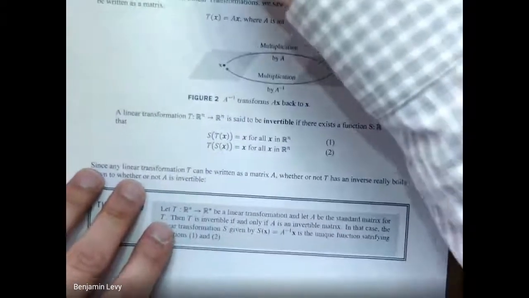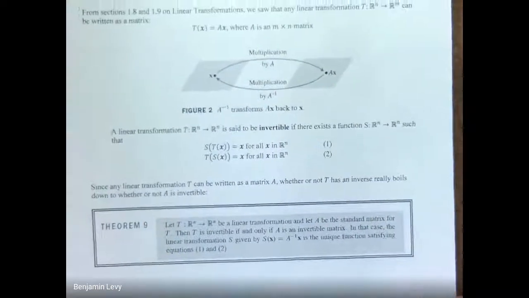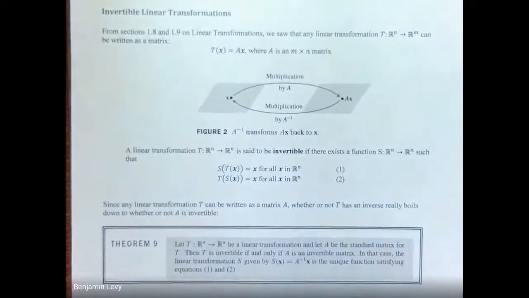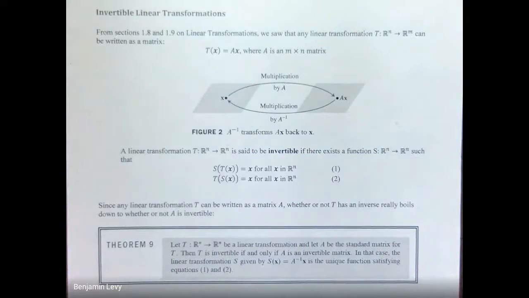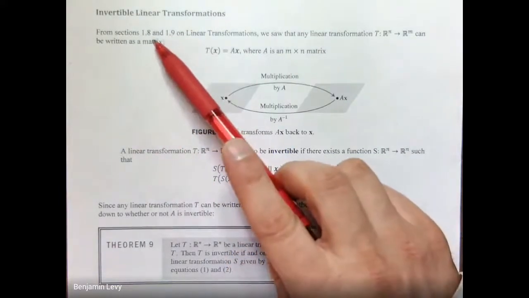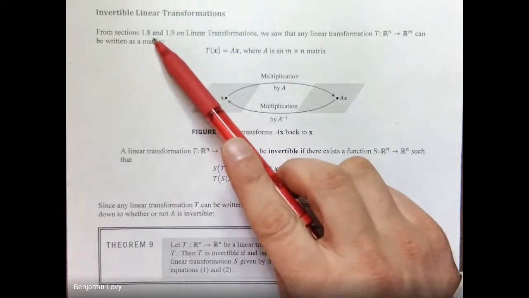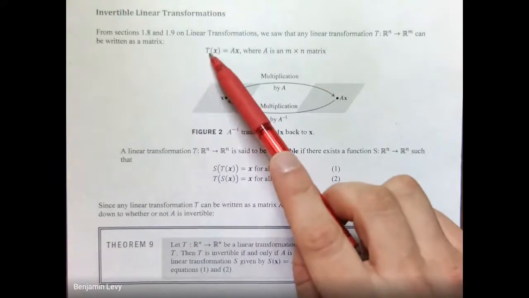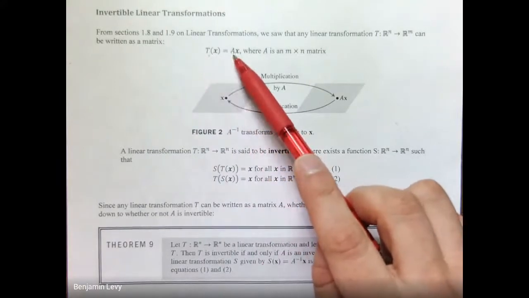The last thing I'd just like to talk about in this section is, there's not too much on this page here, but it's talking about invertible linear transformations. So relating this back to linear transformations. We talked about linear transformations in sections 1.8 and 1.9. And what we had said was every linear transformation T of x can be written as an n by n or m by n matrix A.